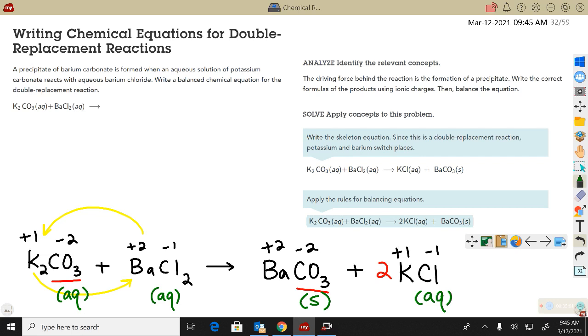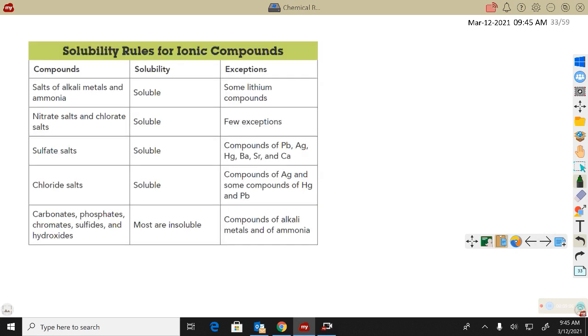Now there is another way that I can help you predict some of these phase symbols. You gotta jump ahead a little bit in your book to page 246.